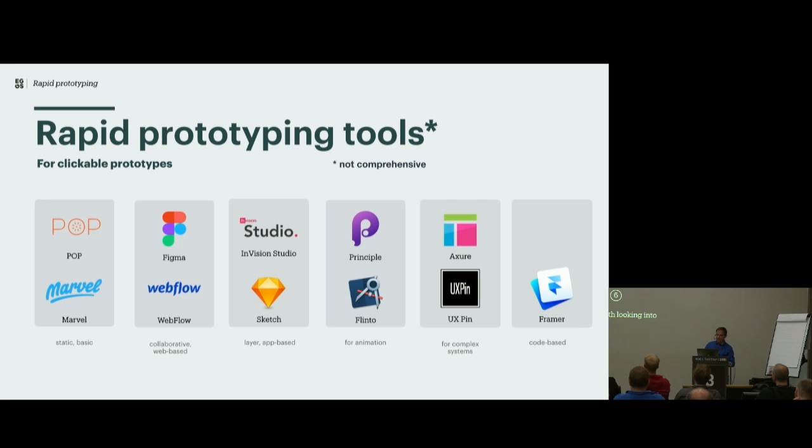And within the rapid prototyping tool category, this is not an exhaustive recap, but there's many out there, going from quite static, basic, clickable screens to tools that are collaborative, tools that are layer-based, are app-based, tools that are stronger in animation, tools that are better for complex systems. It's actually very difficult to put this in a matrix and make a neat categorization. I started for this, and then I gave up. This is as best as I can group it.